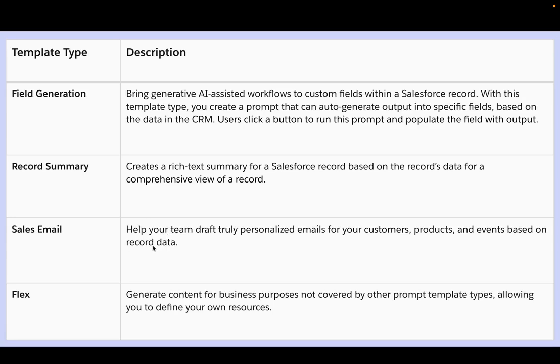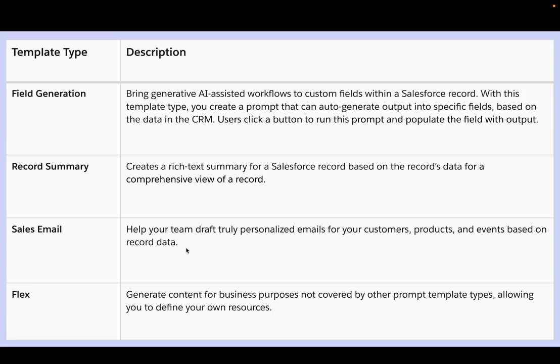Next is the sales email. This template is designed to help teams draft personalized sales emails to customers or prospects. By pulling data directly from the Salesforce record, it allows users to craft emails that not only are tailored to a recipient but also reflect the current product offerings, events, or other interactions with the customer. You can use it when you want to personalize email outreach based on some existing data in Salesforce.